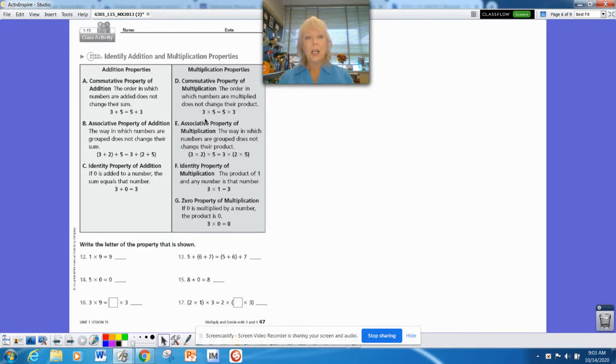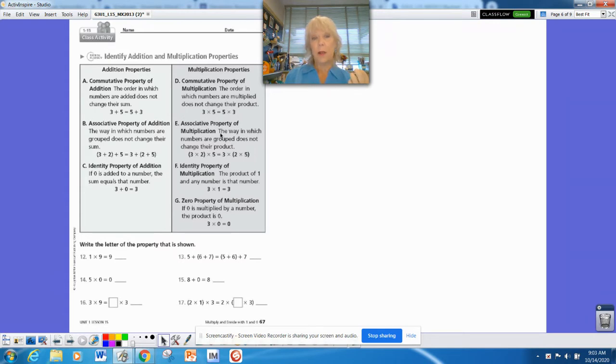I'm going to backtrack here, and we're going to talk about the commutative property of multiplication, because remember, in multiplication, which is also the same in addition, it does not matter which number comes first. It's going to be the same answer. The order in which the numbers are multiplied does not change their product. So 3 times 5 will have exactly the same product as 5 times 3.